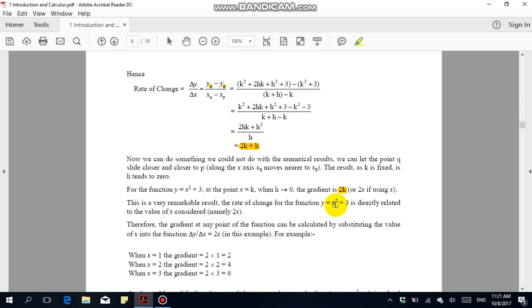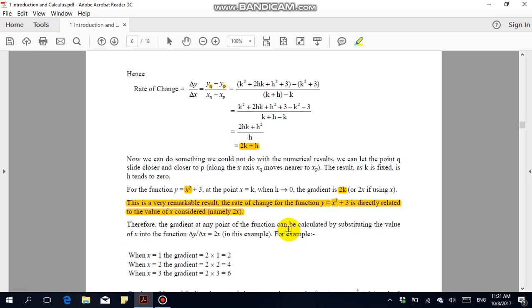The rate of change of the function y is equal to x squared plus 3 is directly related to the value of x. So basically what he's trying to say is that for the function y is equal to x squared plus 3, its gradient is directly proportional to the value of x. So as the value of x is higher, your gradient will also be higher. And you can forget h for now, because we're supposing that h tends to 0, and the value of your gradient will depend on k or x. So if x is higher, the value of the gradient of your function would be higher. This is what he's trying to tell you.